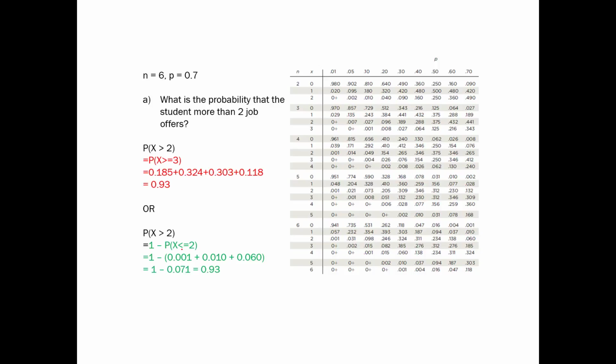Now, the second question: what's the probability that the student receives more than 2 job offers? Well, we need to think about that. More than 2 means strictly greater than 2. This is kind of an elementary way of thinking about it, but sometimes people get really confused with greater than or greater than or equal to, and exactly which probabilities they need to include. x greater than 2 means that x is either 3, 4, 5, or 6. It doesn't include 2. So the probability that x is greater than 2 is the same as the probability that x is greater than or equal to 3.